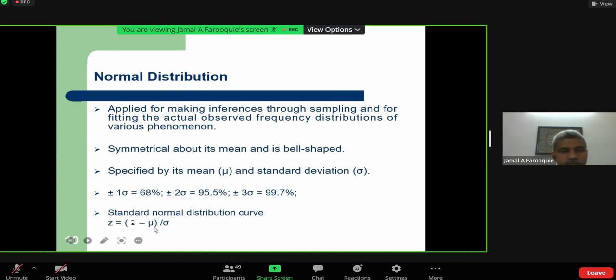For that, in the last point on this slide, it's not x bar, it is x: z equals x minus mu, whole divided by sigma. Please correct it. So mu and sigma will be known, x will be known, so the corresponding value of z can be obtained, and then we make use of the normal distribution table. Is this point clear?